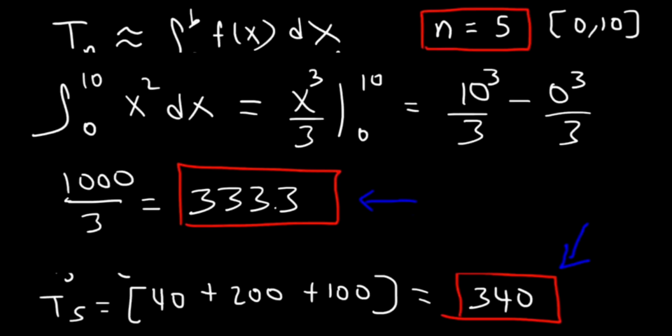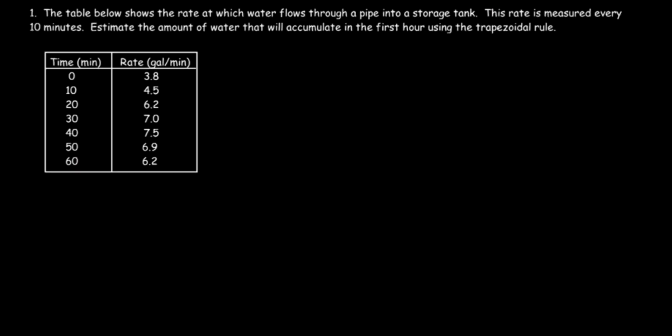10 cubed is 1000. So we have 1000 divided by 3. So the exact answer is 333.3 repeating, and this represents the area under the curve. As we see in this example, the trapezoidal rule did a very good job in approximating the exact answer of the area under the curve. 340 is very close to 333.3, and so the trapezoidal rule is a very good approximation.